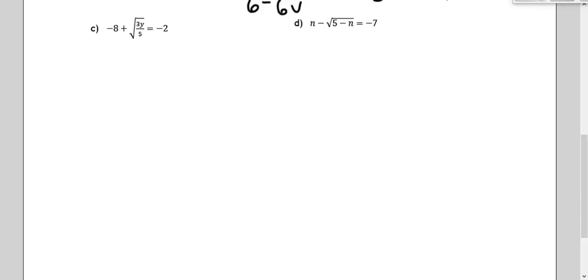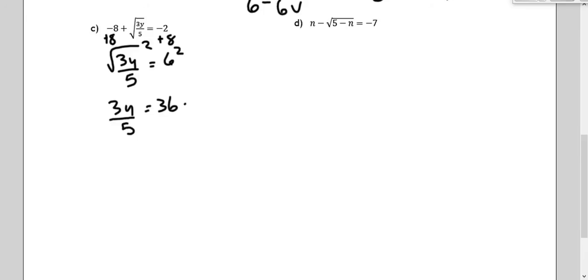Okay, next one. So we will add 8 to both sides. So the square root of 3y divided by 5 is equal to 6. Square, square. 3y over 5 is equal to 36. Multiplied by 5. 3y is equal to 180. Divide by 3. Y is equal to 60.